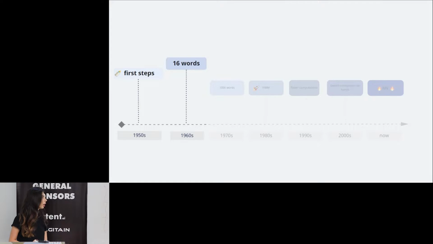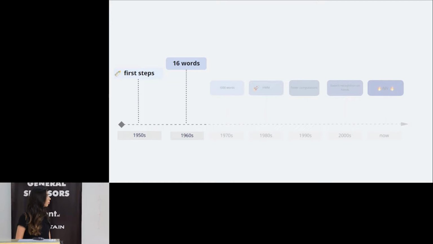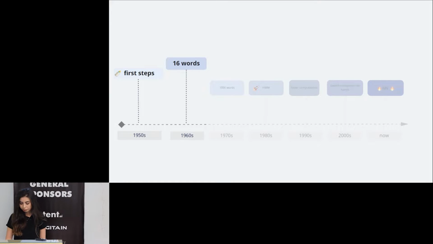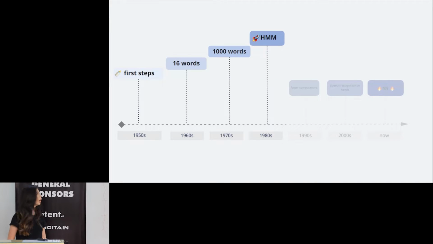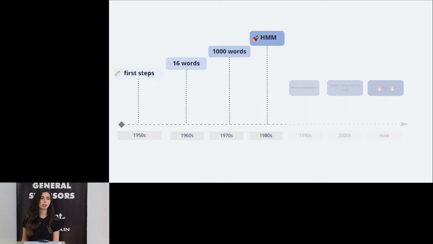Ten years later, IBM introduced a new system that could recognize 16 words in English. In the 1970s, the Harpy system came out, and this could recognize 1,000 words. This number of words is about the same as a 3-year-old's vocabulary. So the 80s saw speech recognition going from a few hundred words to 1,000 words.